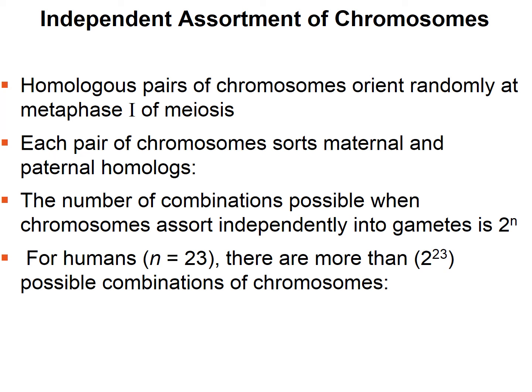The number of combinations possible when chromosomes assort independently into gametes is 2 to the n power. So for humans, n, if you remember, represents the number of chromosomes in a set, and equals 23. So for humans, there are 2 to the 23rd power possible combinations of chromosomes. This means it's over 8 million possible combinations of chromosomes.